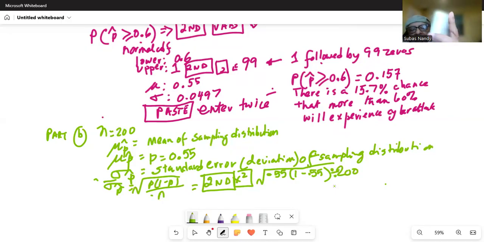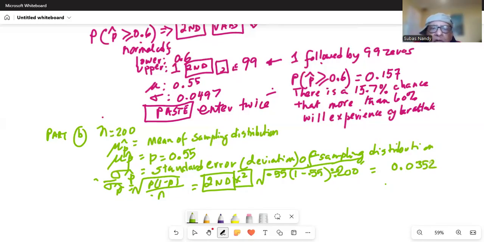So the calculation is second button, then the x square button, halfway on the first column on the left, gives me the square root. Inside the square root, 0.55 times 1 minus 0.55 inside the parenthesis, divided by, that's where we have to be careful, that's where people will make a mistake. We have now increased the sample size from 100 to 200, so we are going to divide by 200, and the answer is 0.035. This whole thing inside the square root is 0.0235, 352 you might say.